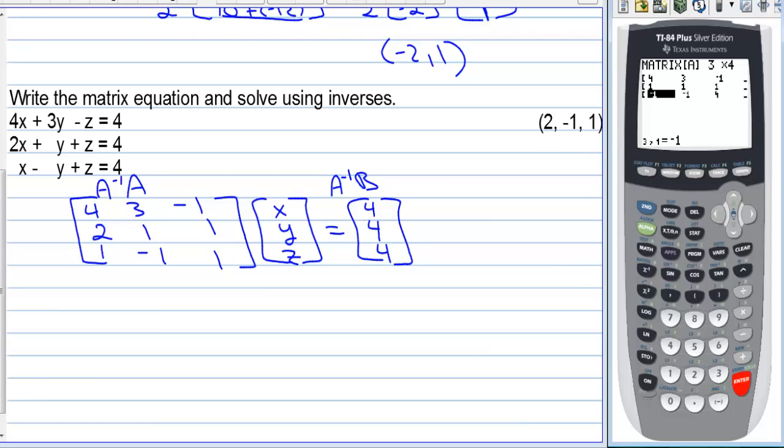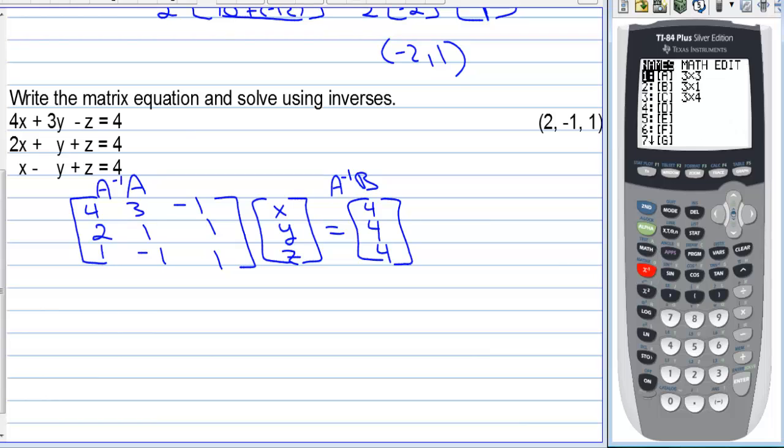I don't know what that is. Because I need to make this a 3 by 3. Try this again. 2, 1, 1, 1, -1, 1. So it's a 3 by 3, not a 3 by 4. So we can get out of this now.